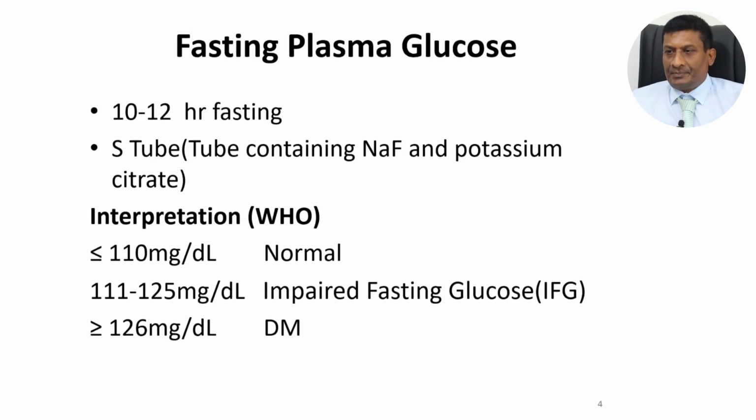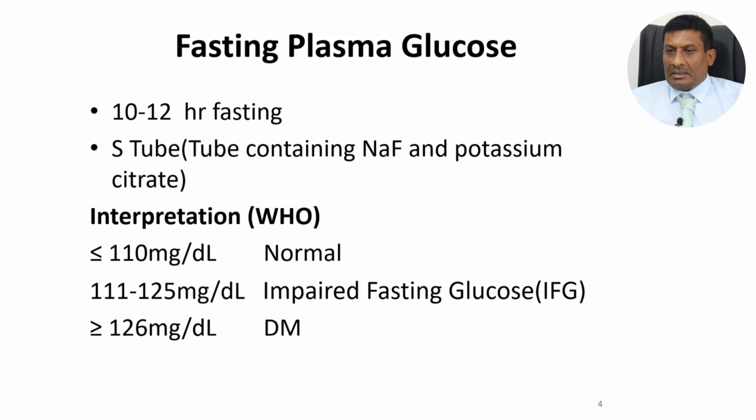Fasting plasma glucose: blood is obtained with a fast of 10 to 12 hours, and blood should be collected into what you call an S tube, which contains sodium fluoride and potassium citrate. And how do you interpret this fasting plasma glucose result? There are two commonly used guidelines. One is the WHO, the other is the American Diabetes Association guideline. Out of the two, what is more relevant and more applicable to Asians is the WHO one.